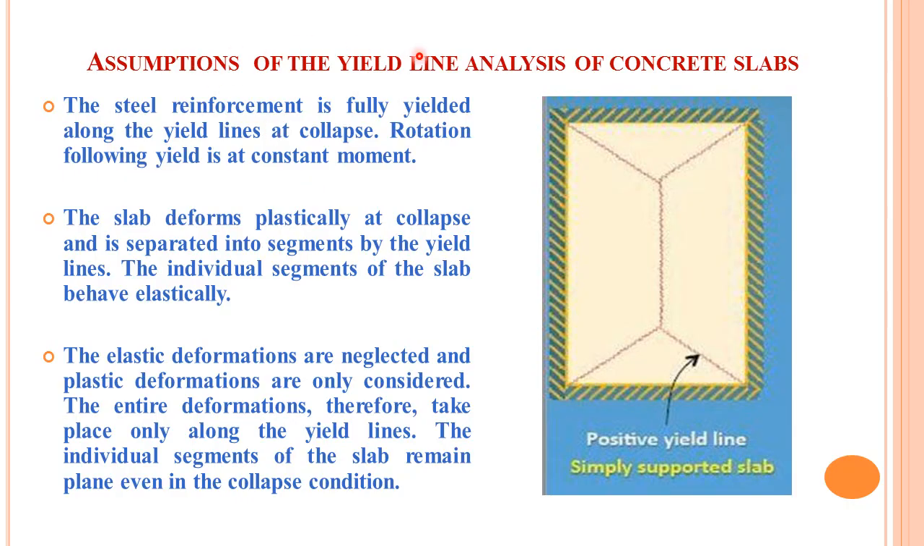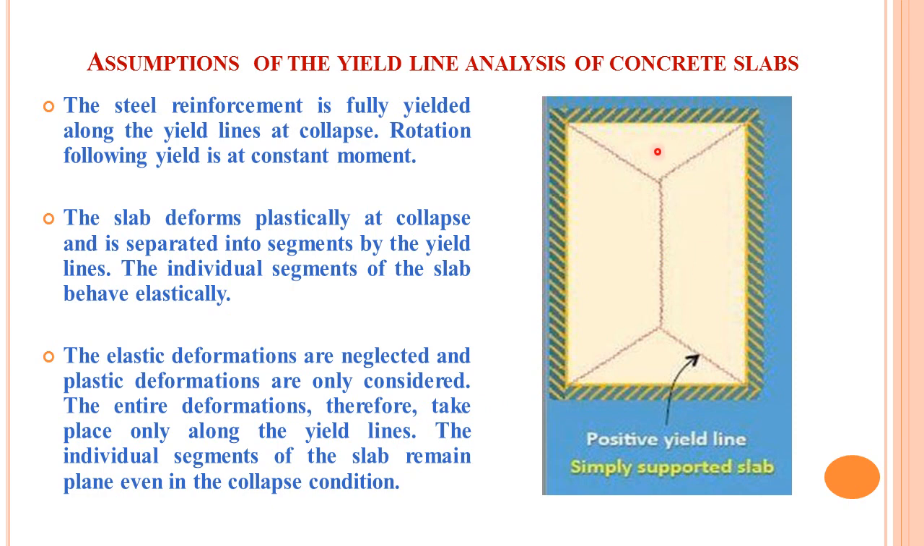So here in the assumptions of the yield line analysis, the first assumption says the reinforcement is yielded along the yield line that is formed during the collapse stage. And the second assumption says the slab is divided into different segments when it collapses completely. So the slab is divided into different segments by the yield lines. These yield lines are dividing the single slab into different segments.